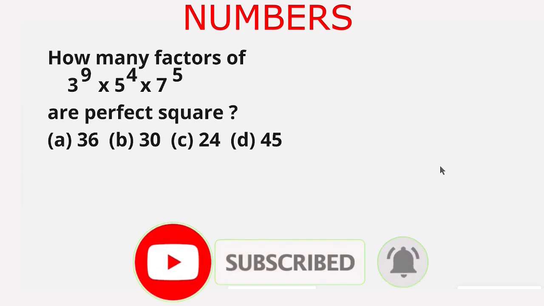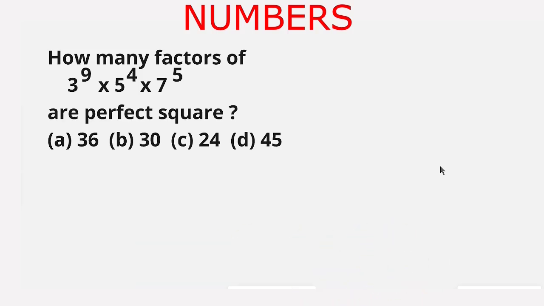We make a perfect square of the given number. We take out the perfect square quantities from the given number. 3 to the power 9 can be written as 3 multiplied by 3 to the power 8, and 5 to the power 4 is 5 to the power 4, and 7 to the power 5 can be written as 7 multiplied by 7 to the power 4. Now we can easily make the numbers a perfect square.